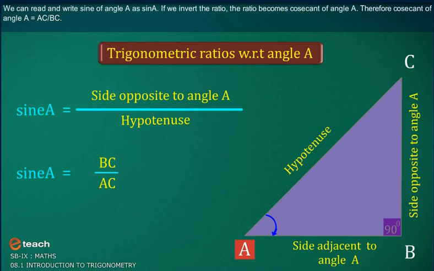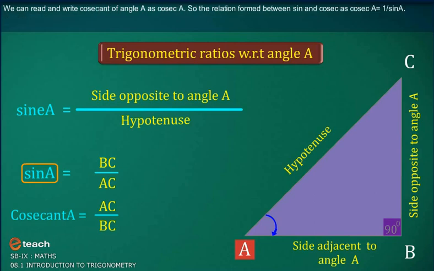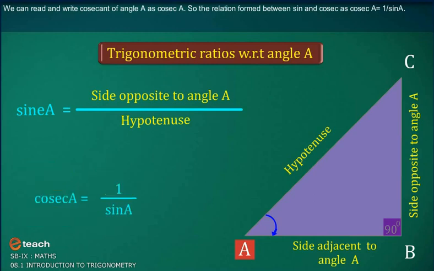We can read and write sine of angle A as sine A. If we invert the ratio, it becomes cosecant of angle A. Therefore, cosecant of angle A is equal to AC upon BC. We can read and write cosecant of angle A as cosec A. So, the relation formed between sine and cosec is cosec A is equal to 1 upon sine A.